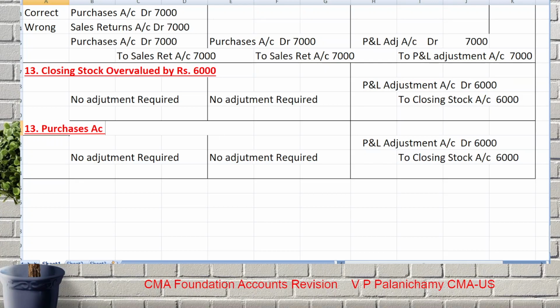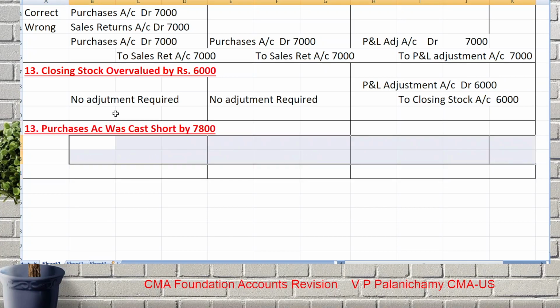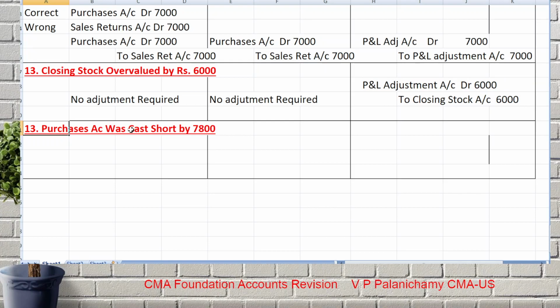Purchases account was cost short by 7,800. What do you mean by cost short? Would we have entered less or more? We entered a lesser amount. So lesser debit. Purchase account will have which balance? Debit balance. We entered less on the debit side.